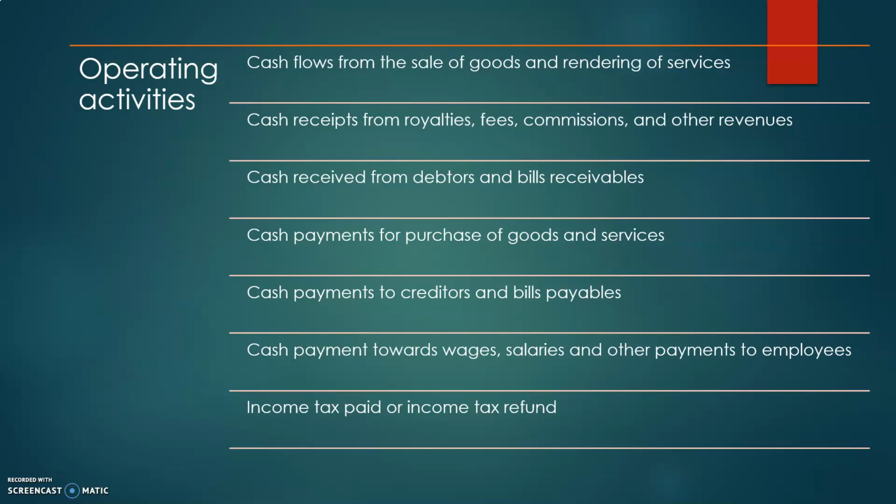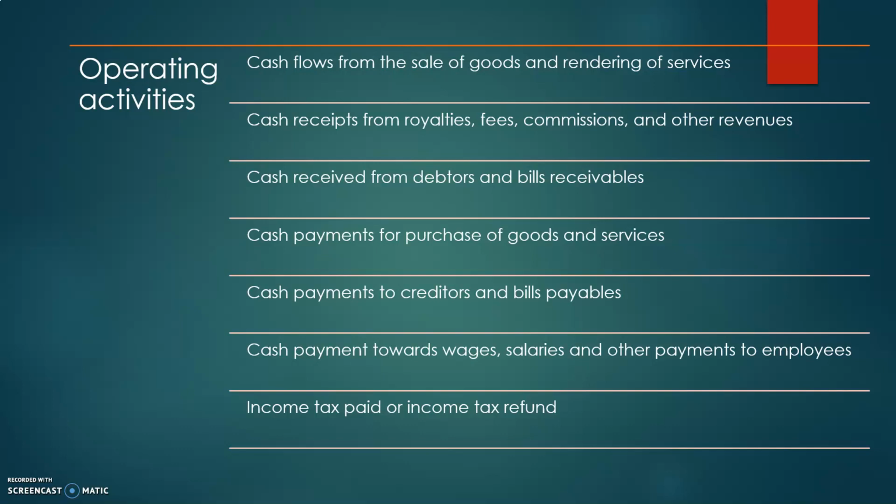Cash receipt from debtors and bills receivable. Sometimes you may not get the consideration at the time of sale itself. You won't receive it; they may defer it and later only you will get it. So when you're getting it, that can be classified as operating activities.